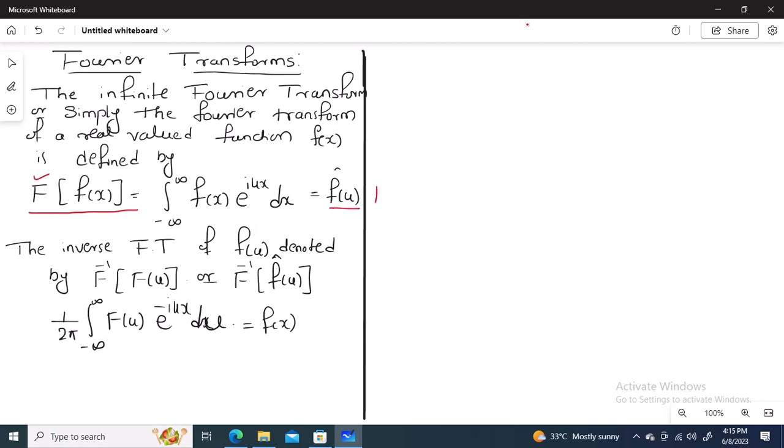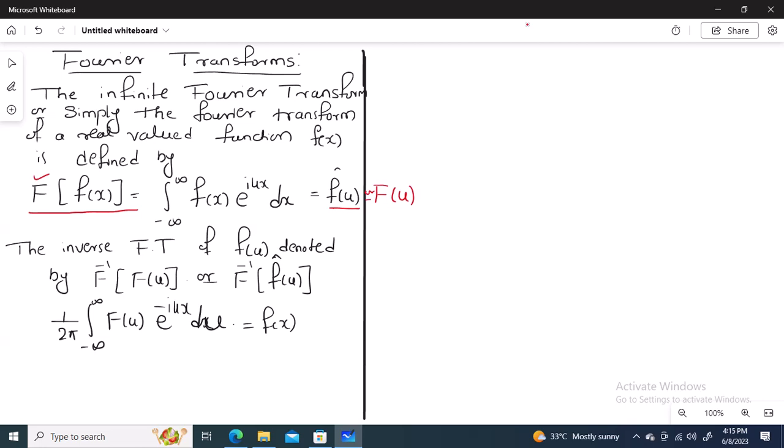In some textbooks this is written as capital F of u also. Both are correct. So the Fourier transform of f of x is defined by the integral from minus infinity to plus infinity of f of x e power i u x dx, provided the integral exists, and the answer of this integral is in terms of u, and it is usually denoted by f cap of u or F of u.